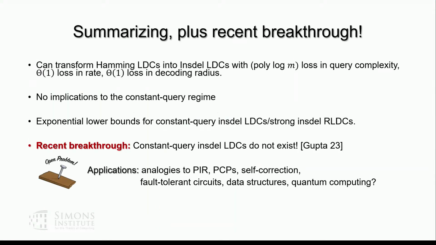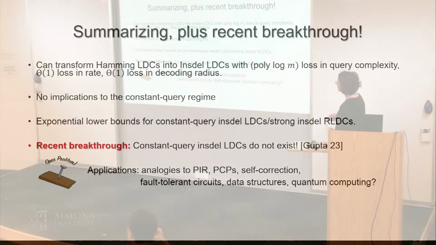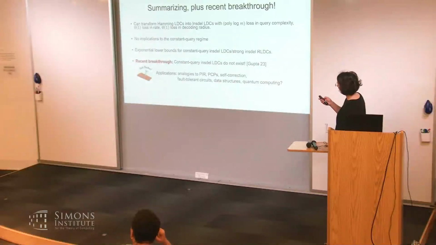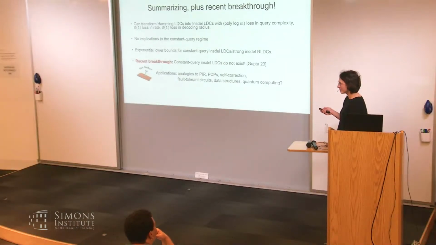A quick question, I probably missed that. What is the theta of one loss in decoding radius? Oh, I mean, just a constant loss in the rate and distance. In the distance, it will go down. Yeah, distance will go down. What was the original? The constant. I mean, it's a constant. It goes down from a constant to another constant.